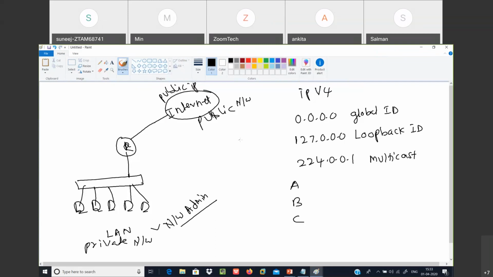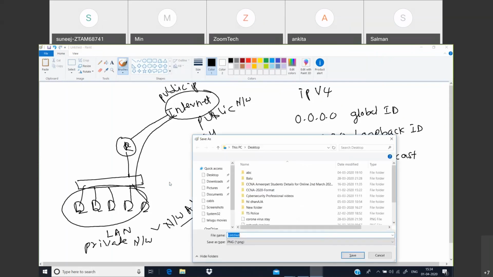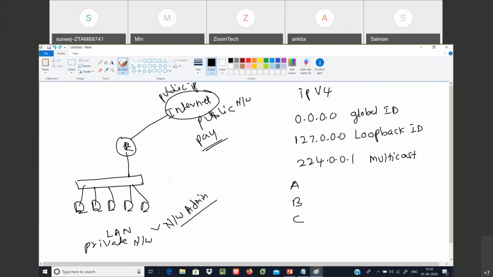So to get internet access, generally we are paying, right? For the service provider, we are paying. Why are we paying the service provider? The reason is we are purchasing a public IP. So all our LAN users can reach the internet by using a public IP only. We are getting internet means we have a public IP. So public IPs we need to purchase from the service provider.